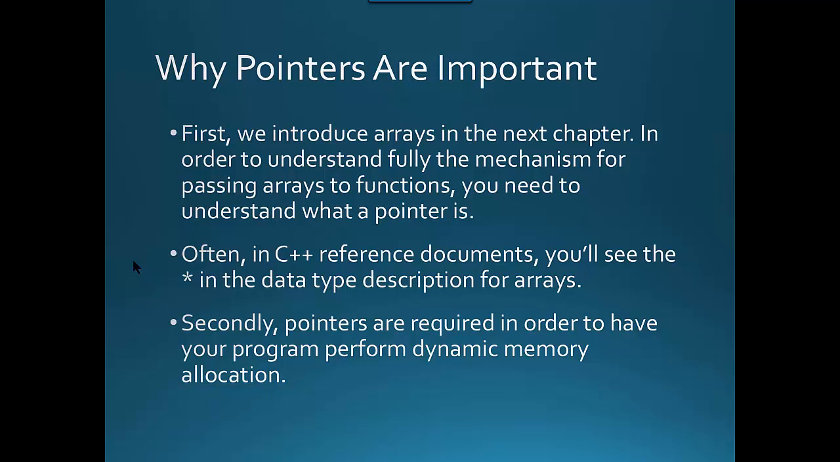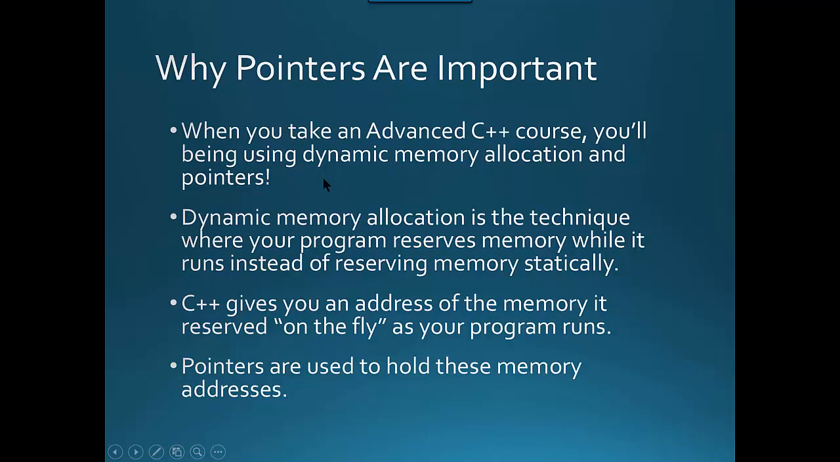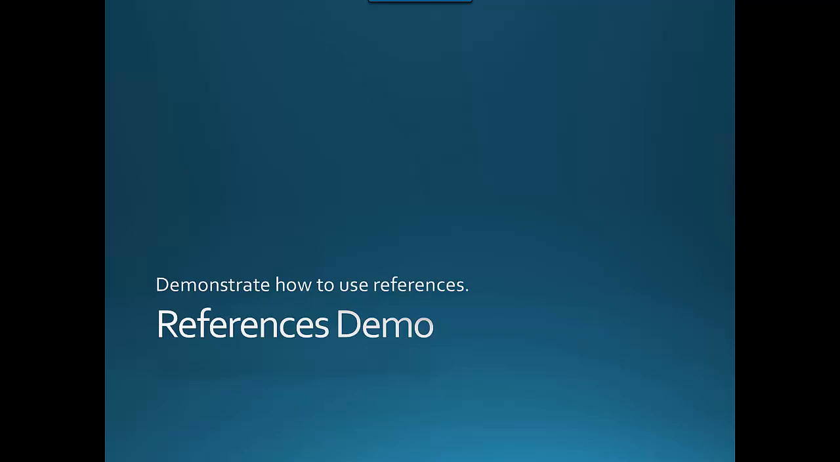And pointers are required in order to have your program perform dynamic memory allocation. So it's why we need to learn pointers. We can't avoid it. And later on, if you take a more advanced C++ course, you will use dynamic memory allocation. And dynamic memory allocation will basically give you a pointer when you're trying to create an object. So at this point, I would recommend that you complete the references demo.